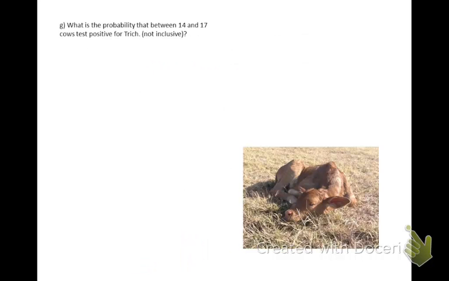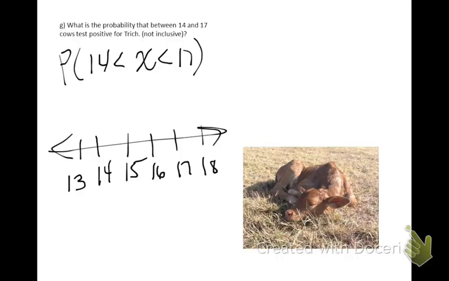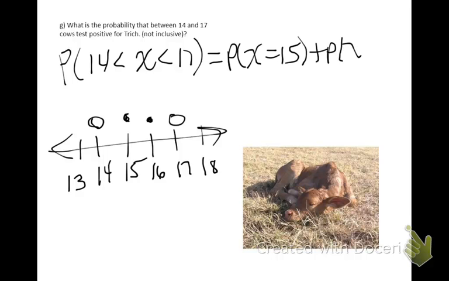What is the probability that between 14 and 17 cows test positive for trich, non-inclusive? In terms of notation, this is the probability of being between 14 and 17, but not including these values. Looking on the number line, being between 14 and 17, but not including them, would mean including the values of 15 and 16. So we're basically looking to find the probability that x equals 15, plus the probability that x equals 16.